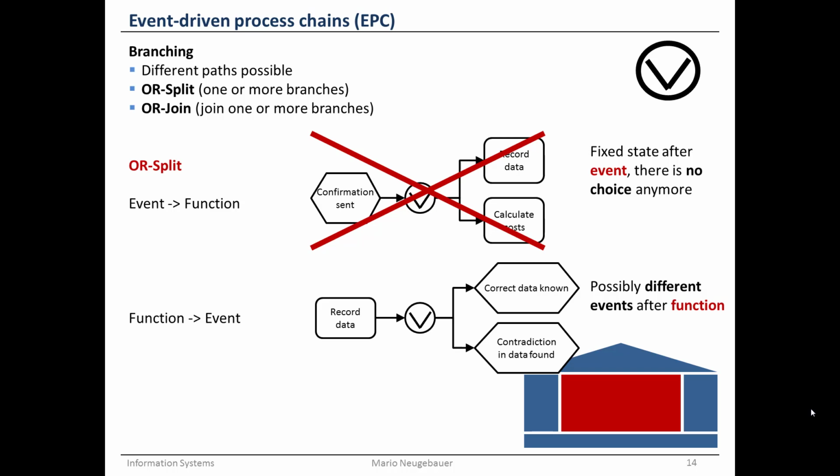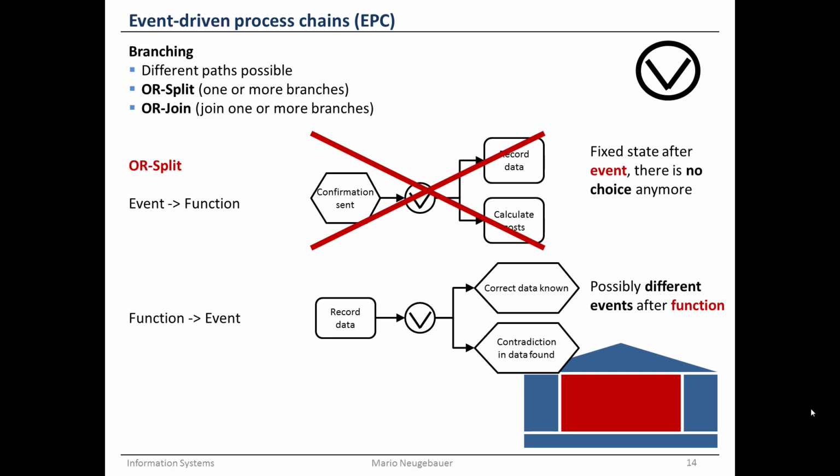So if you finished the function record data, then you can choose, will you continue in correct data known? This is some state in your enterprise. You know the correct data about certain issue, a certain person, a certain business process step. Or would you decide that a contradiction in data is found and that you maybe have to correct these data? So here it's an either or.